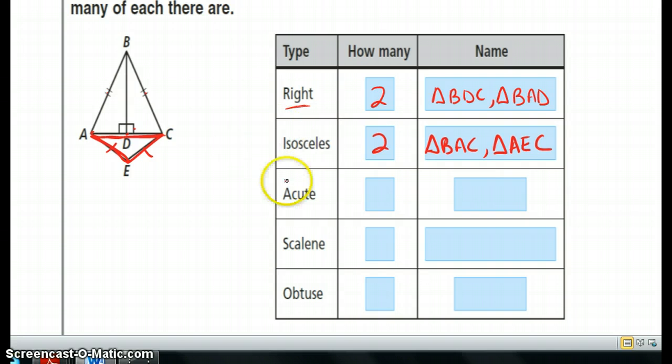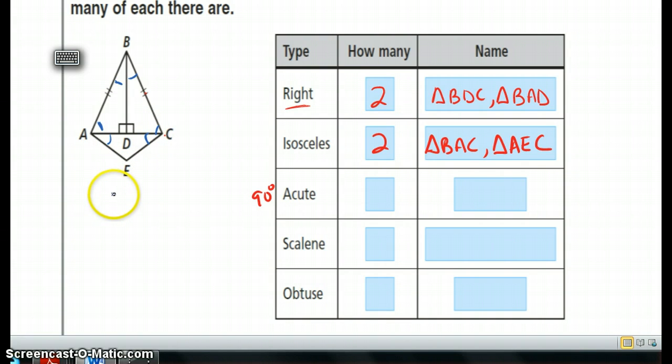So let's look at our acute triangles. I'm going to get rid of this stuff here. And look for something that's acute, which means it has to have less than 90 degrees. Okay, so where's some less than 90? Well, that's less than 90. That's less than 90. That's less than 90. That's less than 90. That's less than 90.